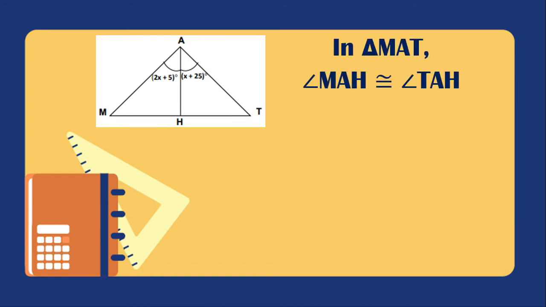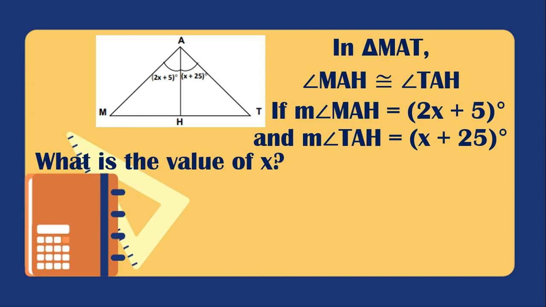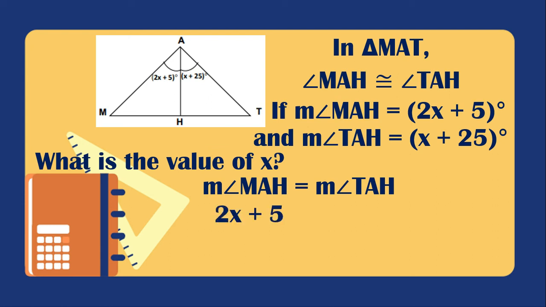In triangle MAT, angle MAH is congruent to angle TAH. If the measurement of angle MAH is 2x plus 5 degrees and the measurement of angle TAH is x plus 25 degrees, what is the value of x? Using the angle bisector, we already know that these two angles are congruent. So we have the measurement of angle MAH equals the measurement of angle TAH. MAH is 2x plus 5 and TAH is x plus 25. We will place all the terms with the variable on the left side. Let's start with 2x. We will just copy 2x. It is in the correct position.